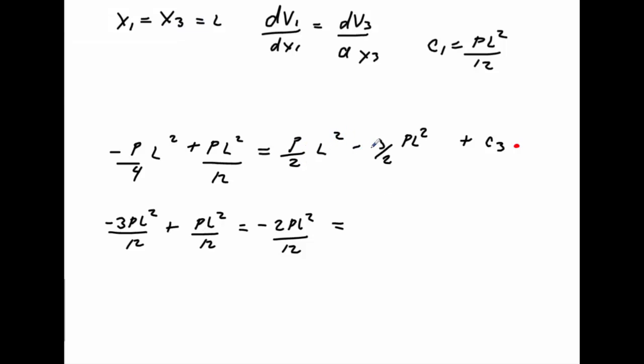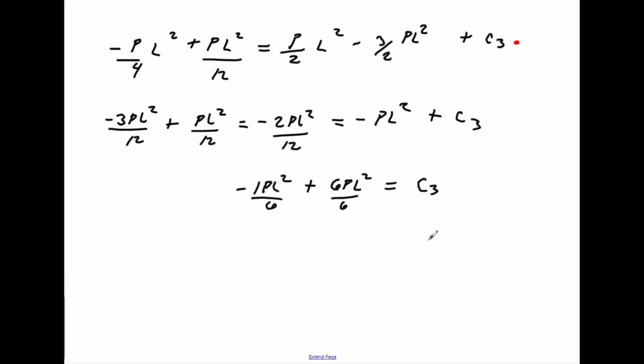P over 2L squared minus 3 has PL squared would just give me minus PL squared, and then that gives me plus C3. Now I'm going to move this to the other side. I'm going to simplify this too as I go. That gives me 1 PL squared over 6 plus, we'll change this to 6 PL squared over 6 is equal to C3. Scroll down. C3 would equal to 5 PL squared over 6.